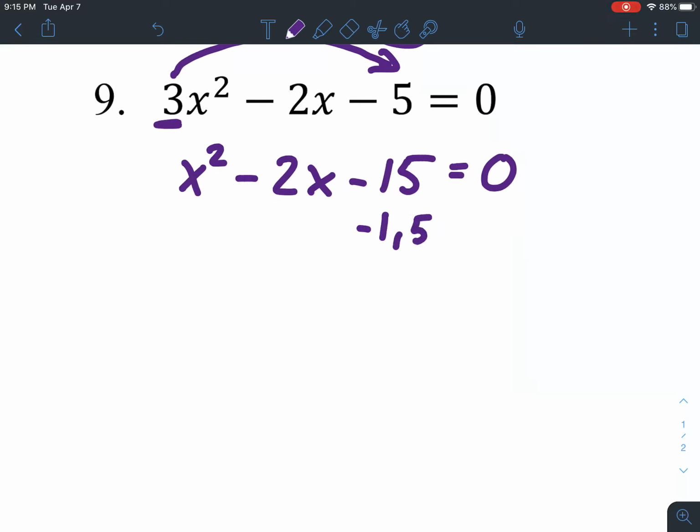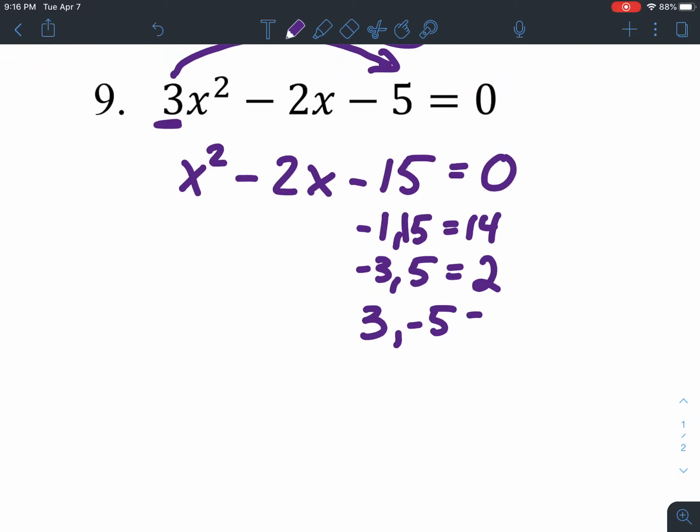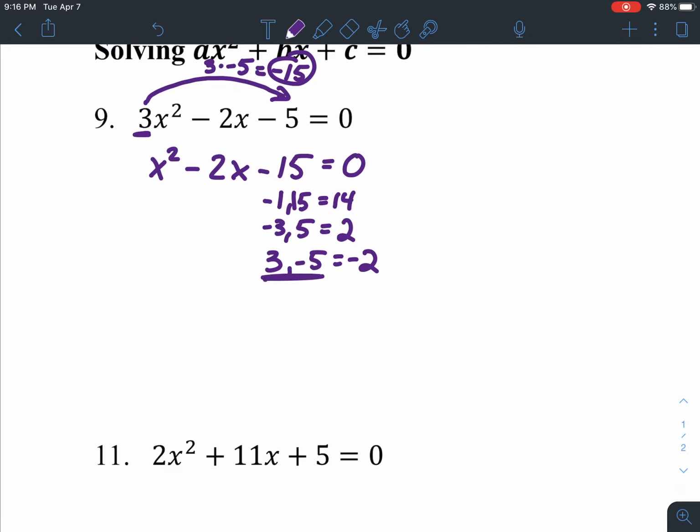So let's try negative 1, positive 15. When we add those together, that's 14. And we talked about before, if I flipped it, if I had made it positive 1 and negative 15, that would just be negative 14. So either way, we're going to get a 14 with those numbers. So we move forward. 2 is not a factor of 15, so we go to 3. Let's try negative 3 and 5. Negative 3 plus 5 is positive 2. And we're close. We want negative 2. So that means we're just going to flip where the minus is. 3 and negative 5. 3 minus 5 is negative 2. Those are the two factors.